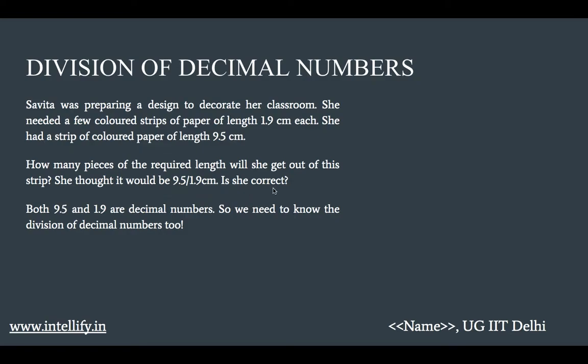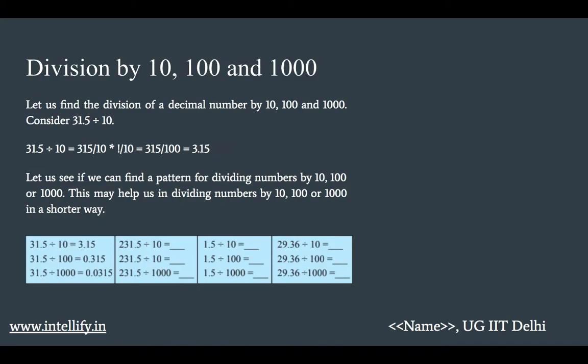But we'll be discussing how we divide these decimal numbers, because 10 divided by 2 would have been so convenient for you, and you are very used to these kinds of divisions from your earlier classes. But this is something new, and we'll be discussing these kinds of problems in this slide. Both 9.5 and 1.9 are decimal numbers, so we need to know how to divide them. So let's move on. Let us find the division of a decimal number by 10, 100 or 1000.